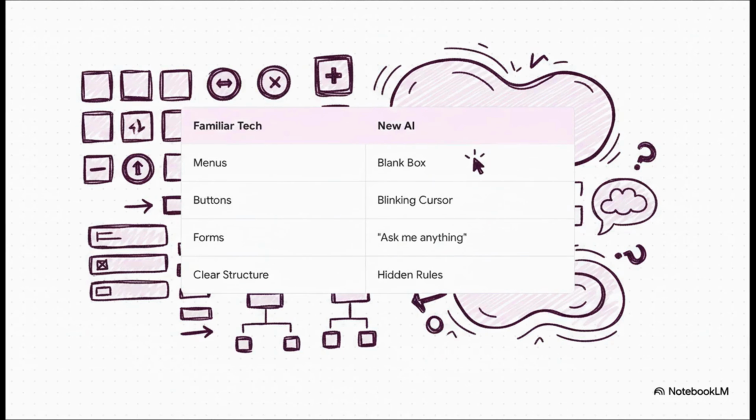Just think about the technology a lot of us grew up with. It had a clear structure, right? There were menus, there were buttons, there were forms to fill out. You knew where to click. But these AI tools are the complete opposite. They're just a big, wide-open box that says, ask me anything, but all the rules are kind of hidden. And that lack of structure can feel pretty stressful.